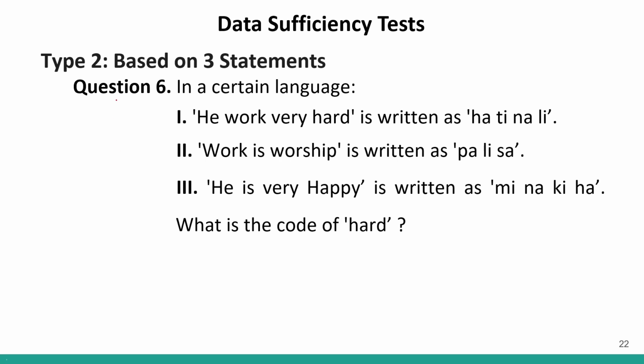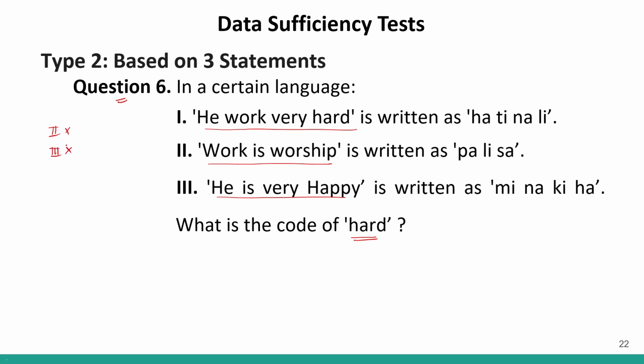Coming to question number 6. Question number 6, again in a certain language, all this is given to us. We have to find the code of hard. So we have to find where hard is given. Hard is given in only statement 1. He worked very hard. Work is worship. He is very happy. So hard is given in only 1. So 2 alone is definitely not sufficient, and 3 alone is also not sufficient.